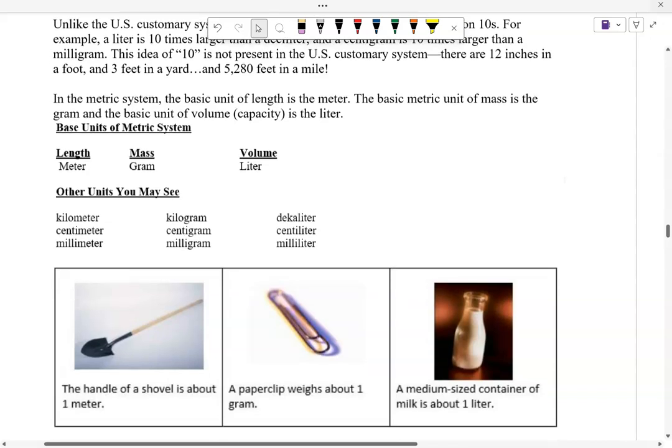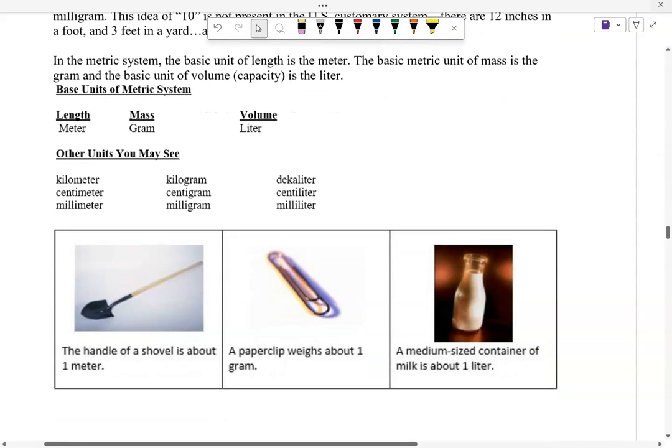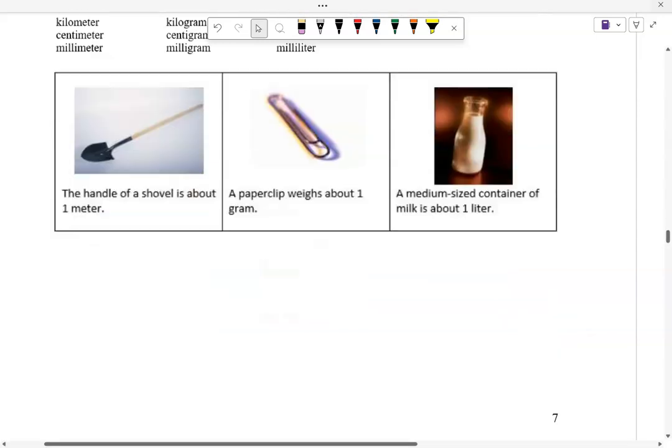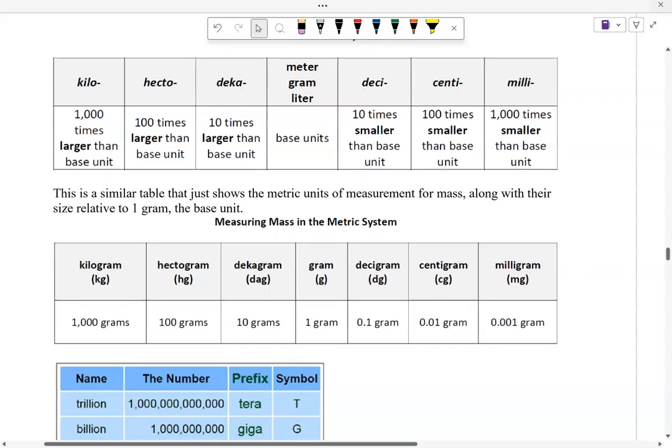The meter, the gram, and the liter are like your base units. The handle of a shovel is about a meter, a paper clip is about a gram, and a medium-sized container of milk is about a liter, just for reference, right? And here's kind of how it rolls. They have these prefixes.